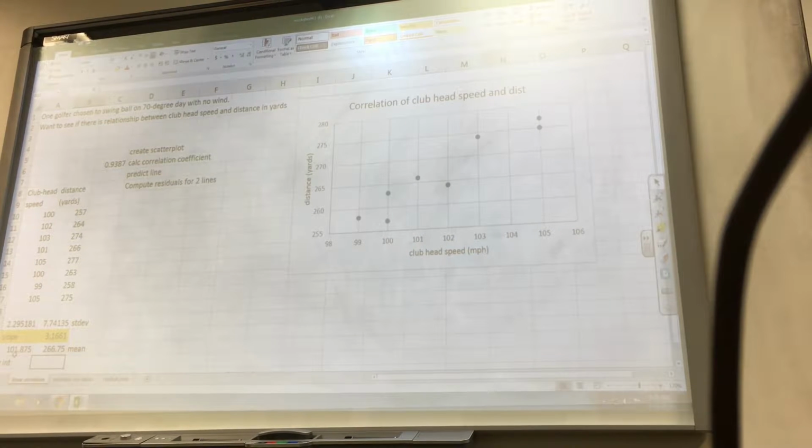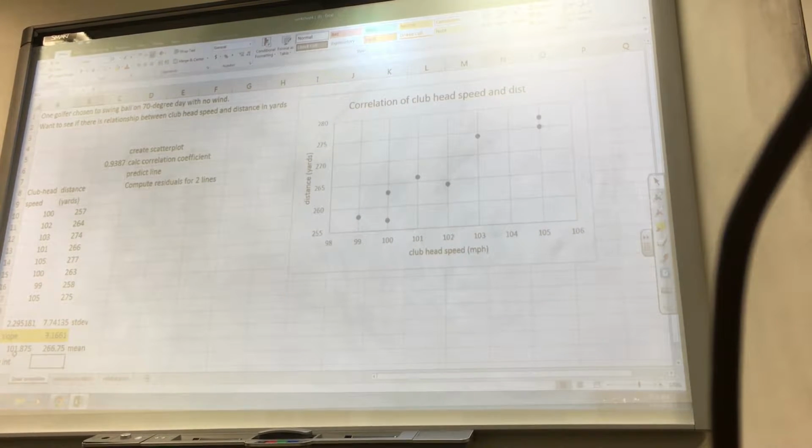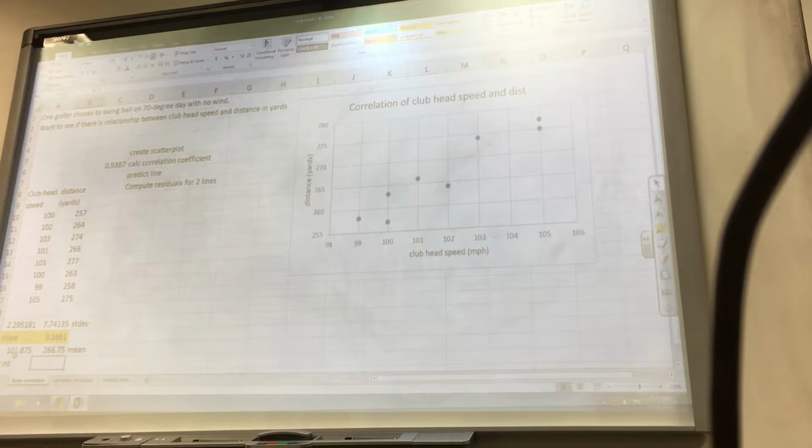I'm still trying to type in. You're not typing in the data, are you? No, I'm trying to. Three steps behind? Yeah. Okay, Catherine, you know what to do.